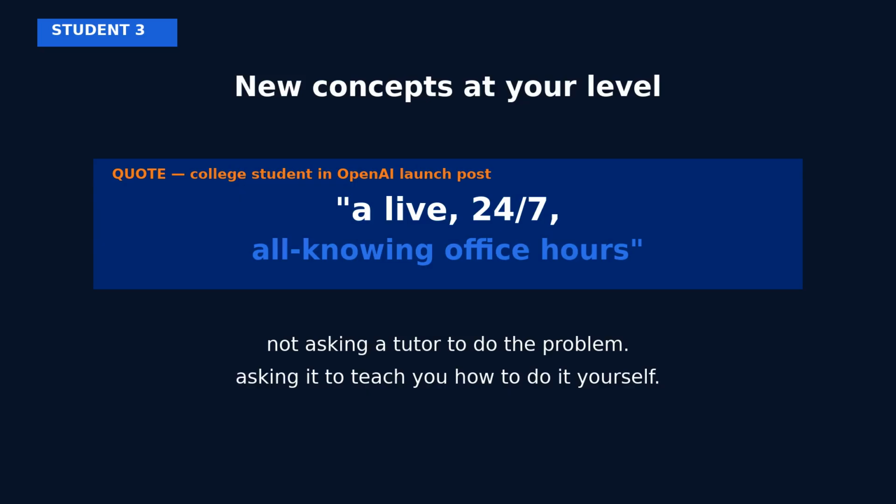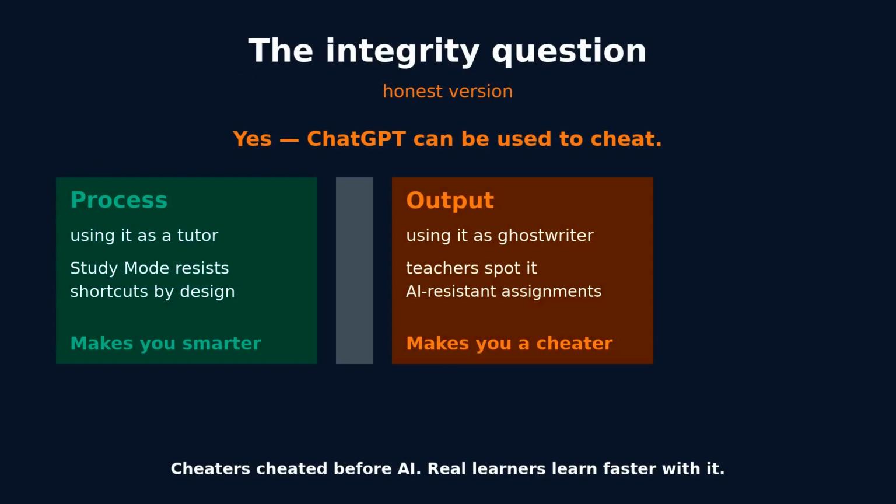3. Using ChatGPT as a tutor, where you focus on process, is different from using it as a ghostwriter, where you focus on output. One makes you smarter, the other makes you a better cheater. The real question is not, is the tool cheating? The question is, what are you doing with the tool? Cheaters cheated before AI. Real learners learn faster with AI.